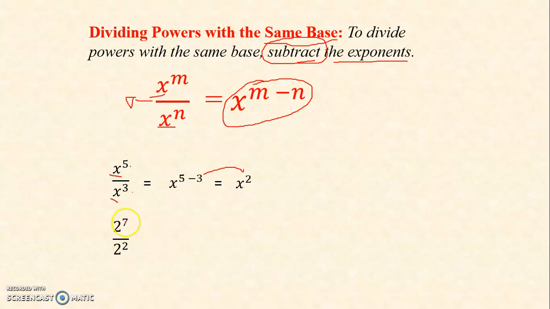One more example we have here: 2 raised to 7 divided by 2 raised to 2. Always identify the base first. They have the same base. So all you need to do is subtract the exponents, 7 minus 2. So you now have 2 raised to 5. This is not yet our final answer.